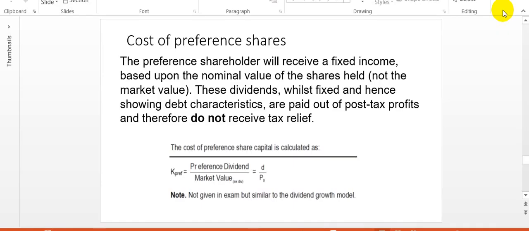Welcome to the last video on cost of capital. We now look at cost of preference shares. The preference shareholders will receive a fixed income based upon the income value of the shares held, not the market value. These dividends, whilst fixed and hence showing debt characteristics, are paid out of post-tax profits and therefore do not receive tax relief.